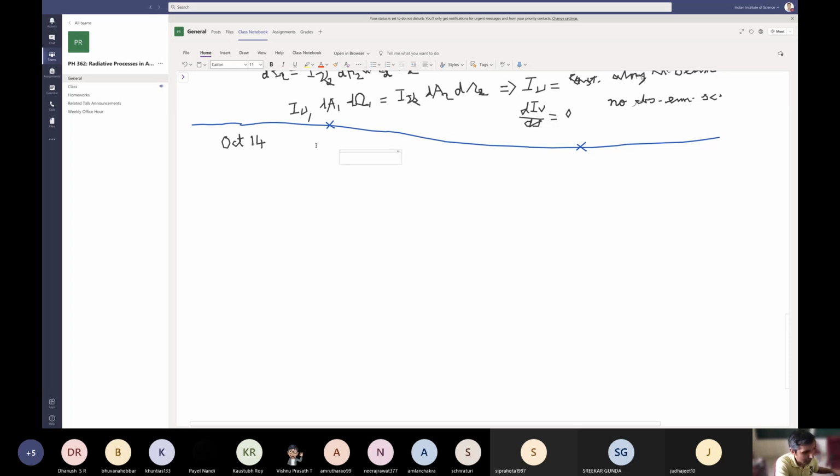So at the end of the last class, I showed that specific intensity is a constant along the path of a ray, along the path of a ray bundle, and there is a reciprocity between the source and the emitter, which is the source, and the observer, where you're observing the radiation, or there is a reciprocity between the solid angle and the area through which the photons are crossing. Okay, so let's go.